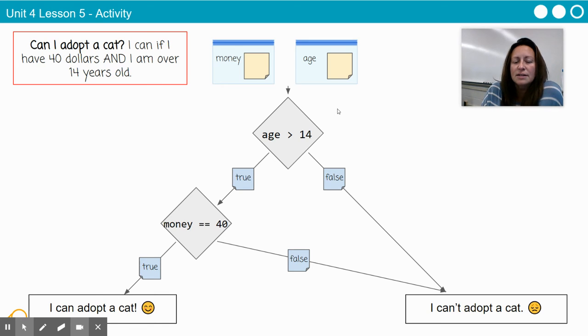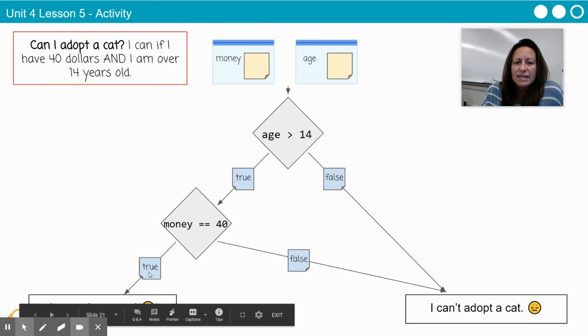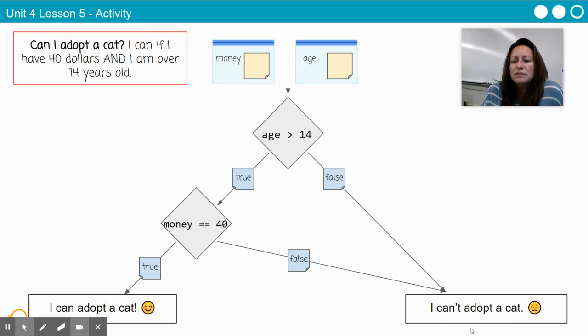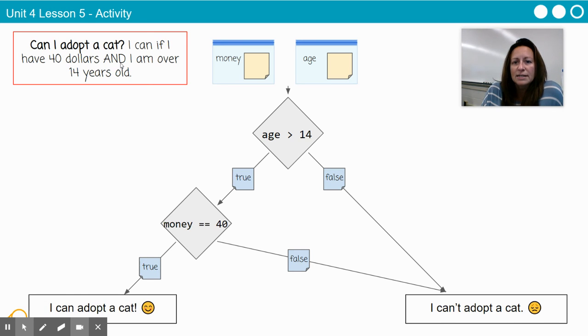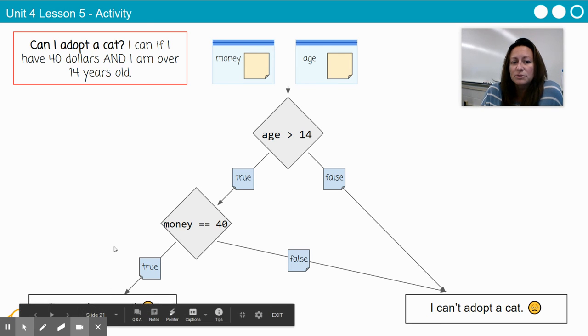Now, this is a kind of two-step process. We need to evaluate, is our age greater than 14? And then, if it is, we need to evaluate, do we have enough money? Do we have $40? If it's true, we can adopt the cat. If either of these things is false, we cannot adopt the cat. That's what the word and implies. Both of these conditions have to be true for me to be able to adopt the cat.